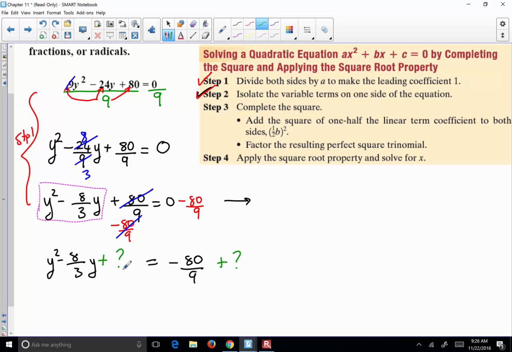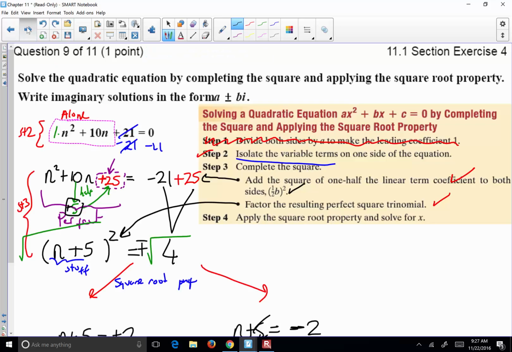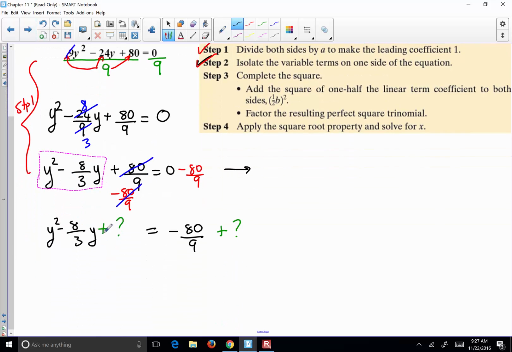Anyone? Come on, somebody needs to name it. How do I find the number here? It's going to turn this thing into a square. It's like yesterday. What is this number? You need to obtain it from here to there. 16 over 9. Let's check.